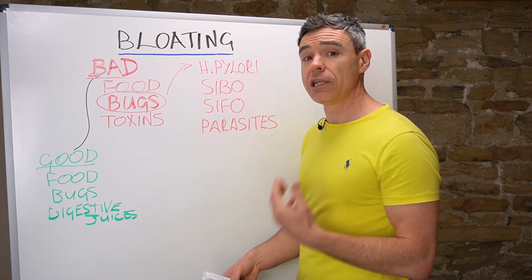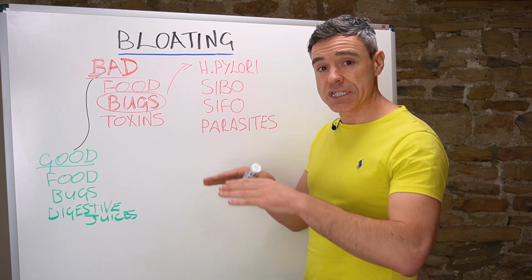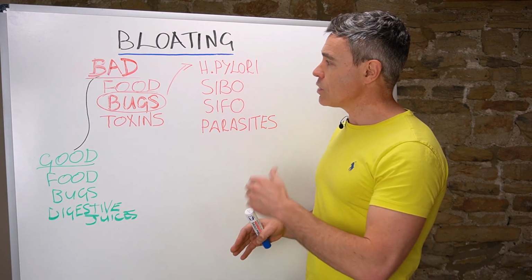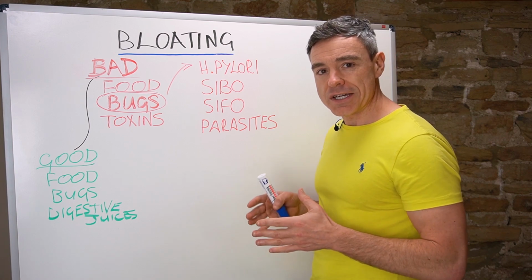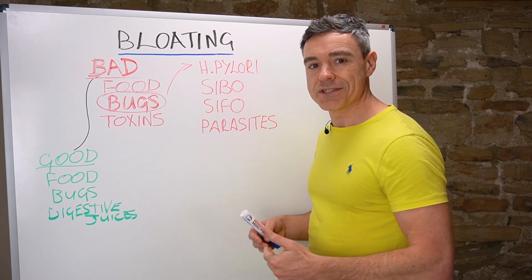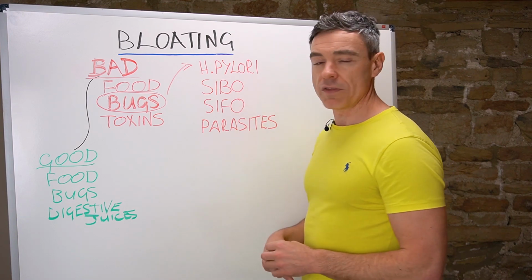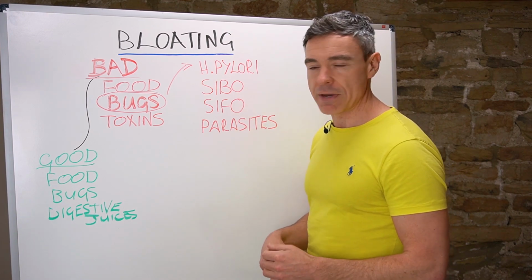Now, H. pylori alone in some people seems to have the ability to suppress stomach acid production as well. So with H. pylori, it's probably more of a secondary effect. It's what it does to the rest of the system that leads to bloating, probably more than what the H. pylori does itself, if that makes sense.